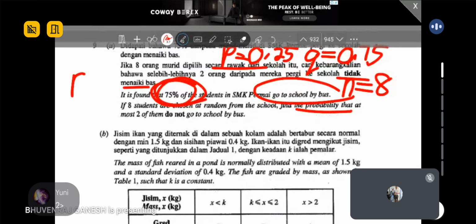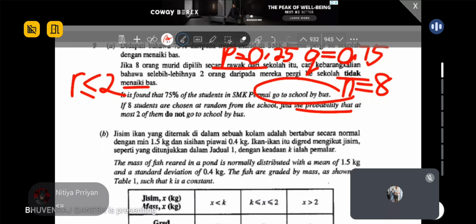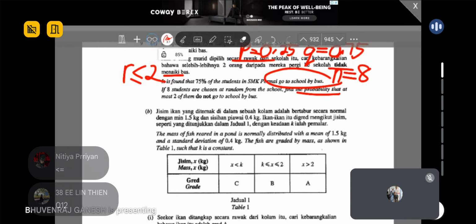Must have equal sign, guys. At most. Selebih-lebihnya macam ni. This is your symbol. At most: less than or equal to. Lebih kecil atau sama dengan.